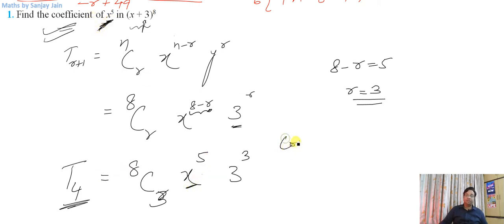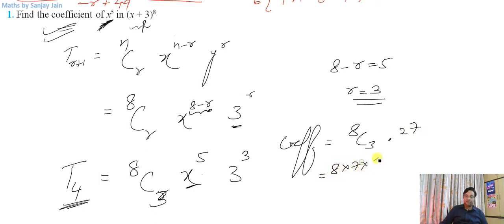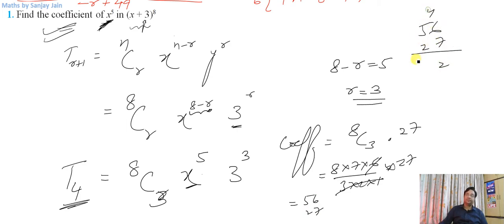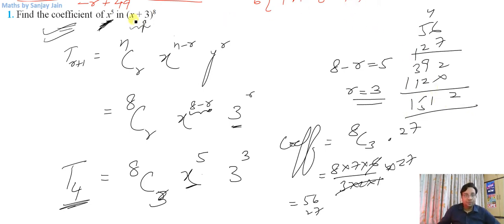And what will be the coefficient? The coefficient will be equal to 8C3 into 3 raised to power 3, that is 27. So what is 8C3? 8 into 7 into 6 by 3 into 2 into 1, into 27. So it will be 56 into 27. What is this? 392, 112. So 1512. This is the coefficient of x raised to power 5 in this.